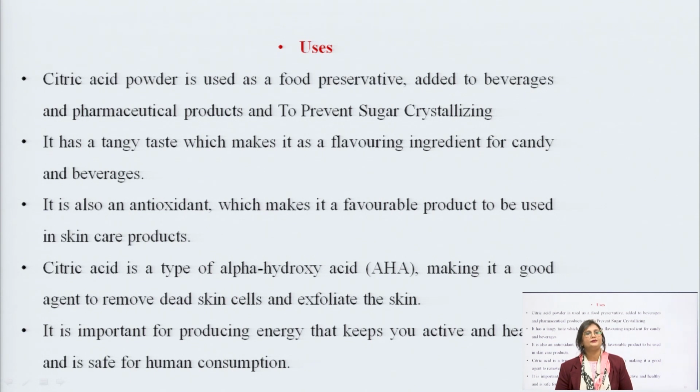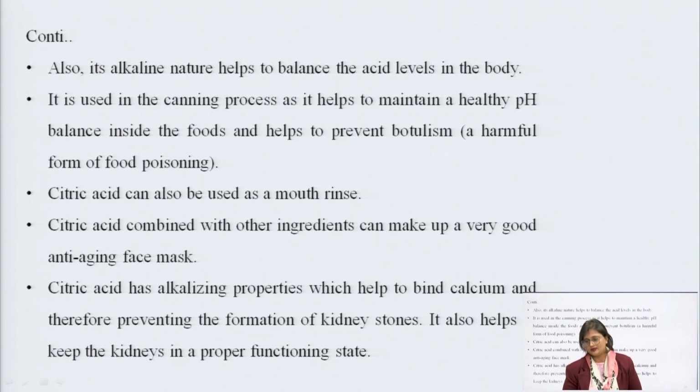It is important for producing energy that keeps us active. Biochemically, it is important for producing energy that keeps us active and healthy and is safe for human consumption. Also, its alkaline nature helps to balance the acid levels in our body. It is used in the canning process as it helps in maintaining a healthy pH balance inside the food and helps to prevent botulism. Again, it is used as a preservative.